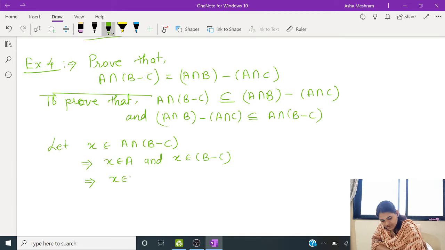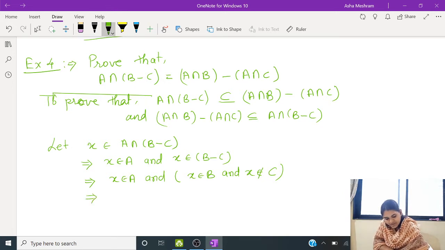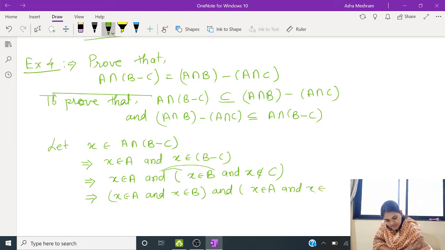So again B minus C is there, therefore we write x belongs to A, in bracket, x belongs to B and x does not belong to C. Now again we distribute this AND word, so this can be written as x belongs to A and x belongs to B. All AND words are there, so we write x belongs to A and x does not belong to C.